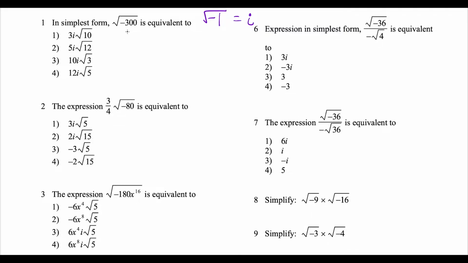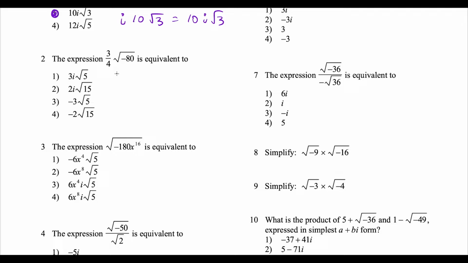So the square root of -300, I could break this down as the square root of -1 times the square root of 100 times the square root of 3. Now the square root of -1 is i, so I have i times the square root of 100, which is 10, times the square root of 3. So this is equal to 10i radical 3. So we're going with choice 3 here.